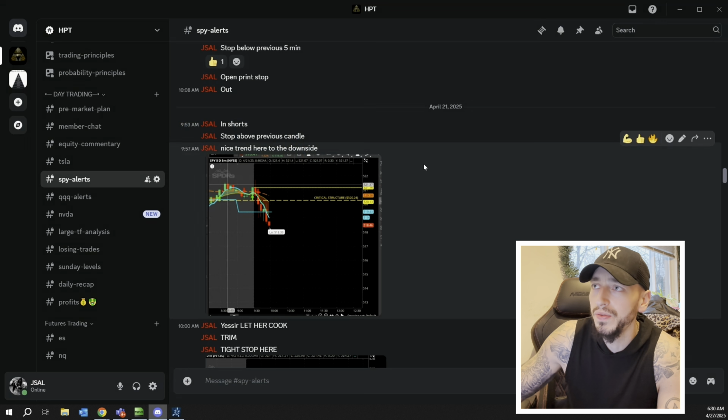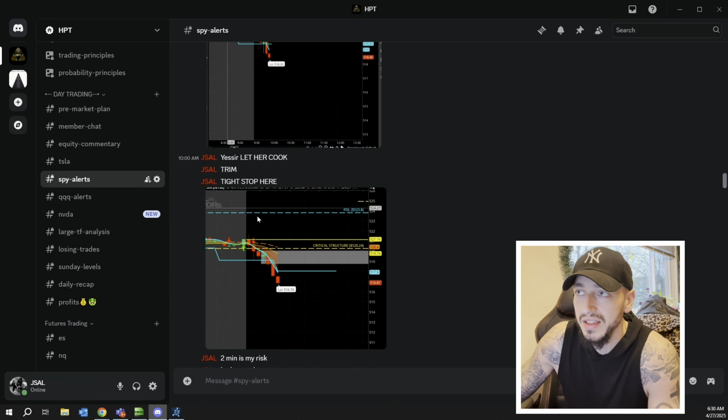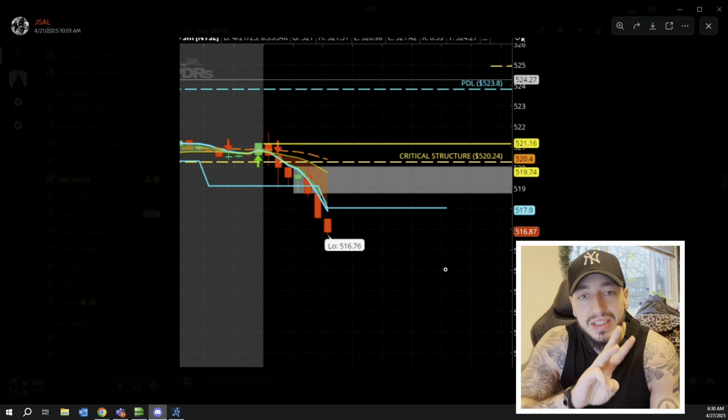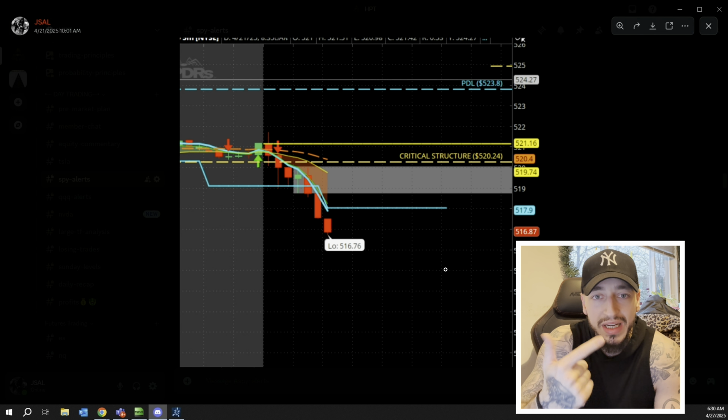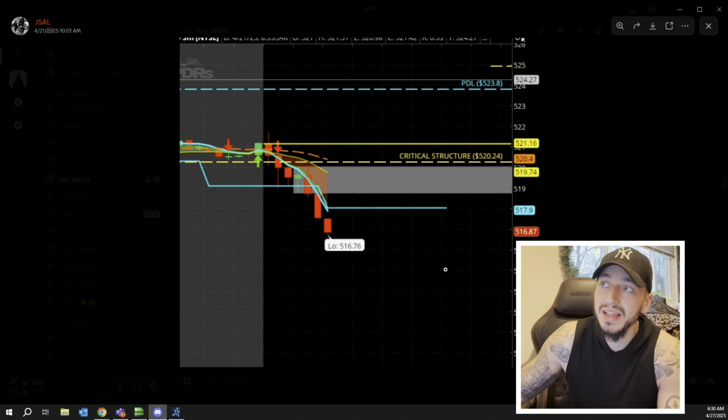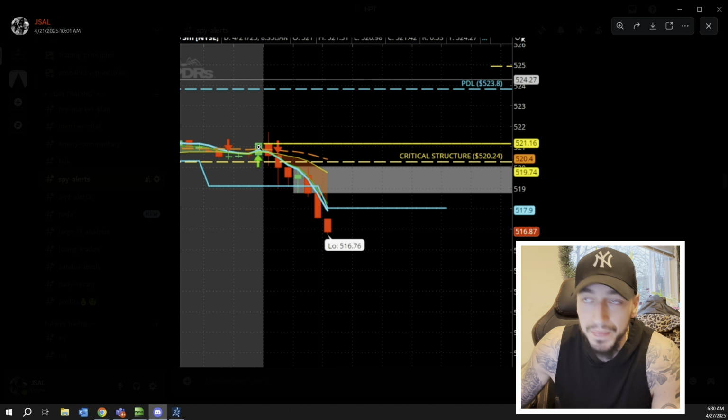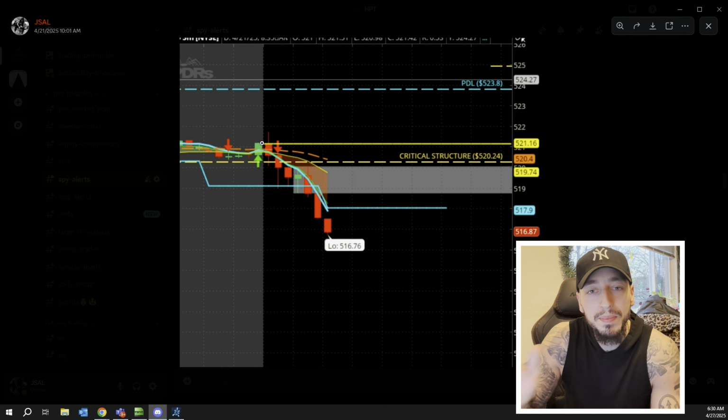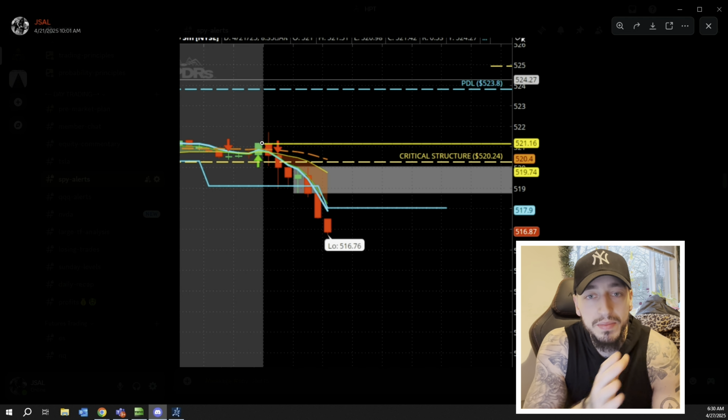And this was a beautiful trade. Look at this. I mean, it was effortless. See, we have a three-step approach that we live, breathe, and die by. Number one is identify the critical level. This is open print. Open print is critical because of the amount of volume that goes into it.